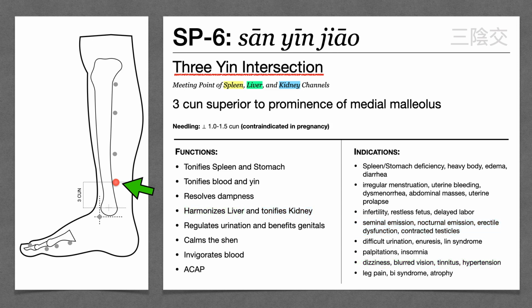And then we should also point out that spleen 6 is contraindicated during pregnancy because it has a strong opening and moving effect on the lower jiao. So spleen 6 joins other points we've learned so far that are contraindicated in pregnancy, like LI4 and stomach 12.